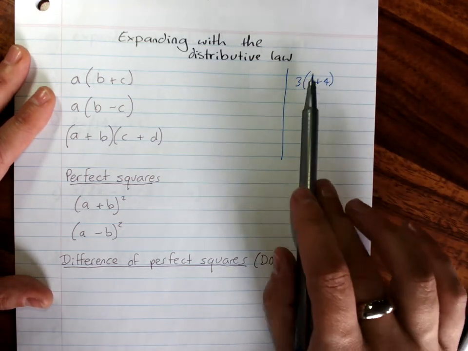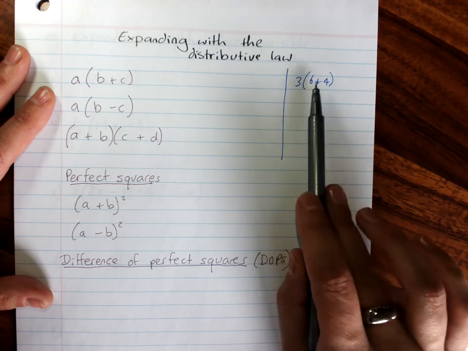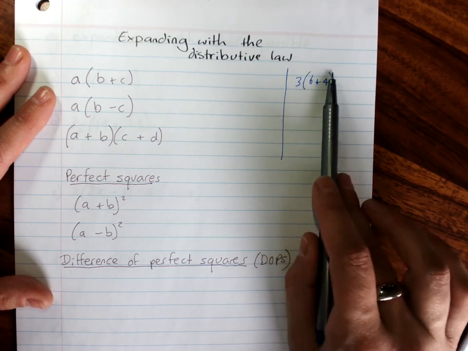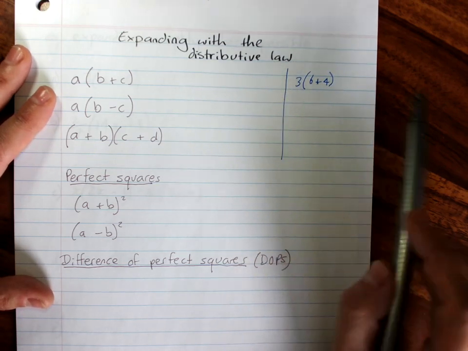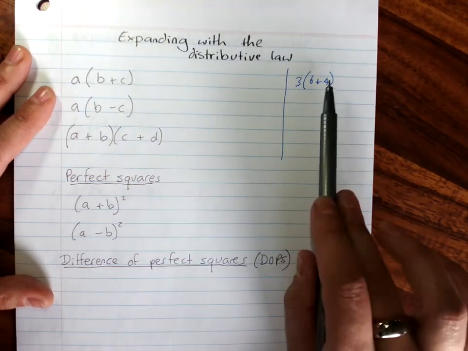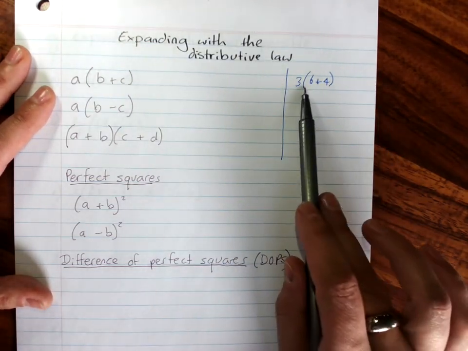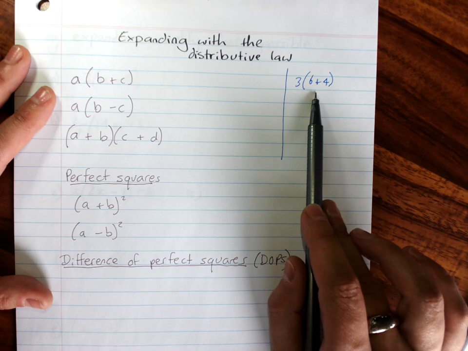I can do the sum in the bracket first. That would be 6 plus 4 is 10. 10 times 3 is 30. That is not using the distributive law. That is using order of operations, which says do the sum in the bracket first.